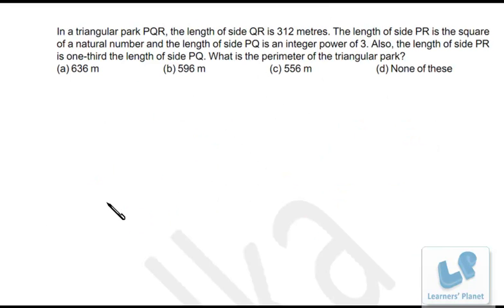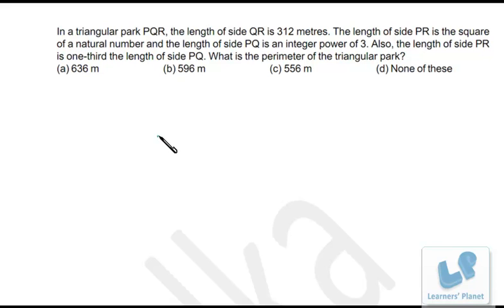Now friends, we have this problem based on geometry. In a triangular park PQR, the length of side QR is 312 meters, the length of side PR is the square of a natural number, and the length of side PQ is an integral power of 3. Also the length of side PR is 1/3 the length of side PQ. What is the perimeter of the triangular park?